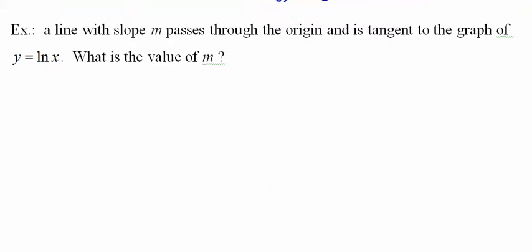A line with slope m passes through the origin. It's tangent to the graph of y equals ln of x. Whenever I see origin in a problem, I write 0, 0. What's the value of m? So this looks like it's not too bad a problem, but it's actually pretty tricky.